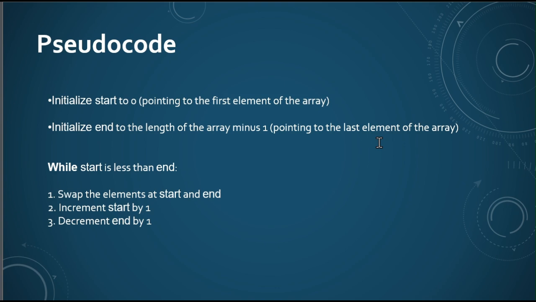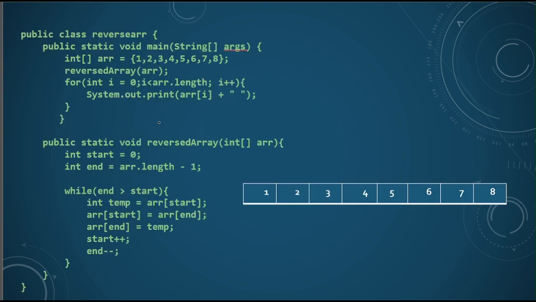Then we initialize a while loop where the condition is start is less than end, and then swap the element at start and end. Then increase the start variable by 1 and decrease the end variable by 1 with the help of increment and decrement operators. So let's move on to the code.